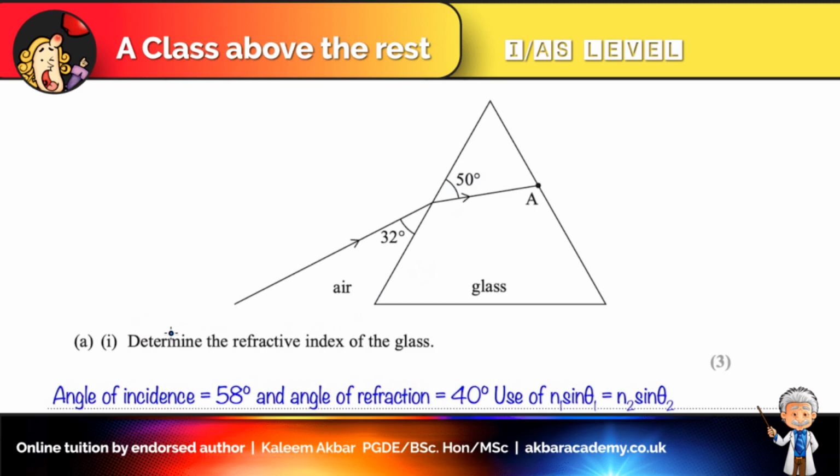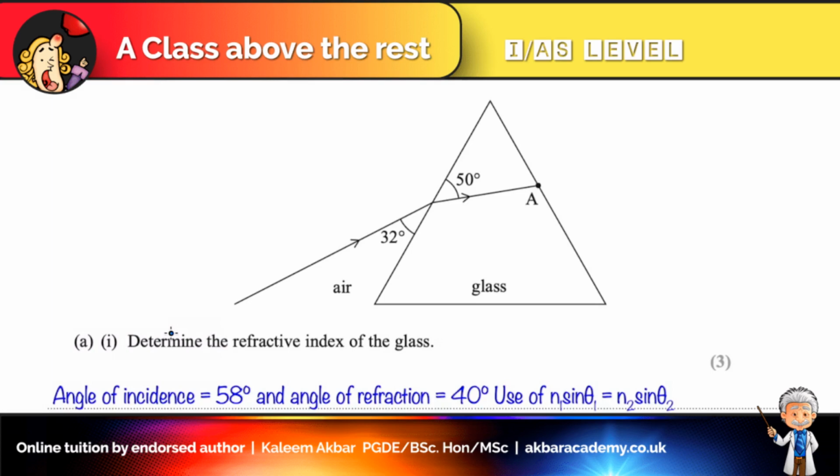Now, to answer this, we need to know Snell's law. And Snell's law is n1 sine theta 1 equals n2 sine theta 2. Normally at GCSE level, we just do n equals sine angle of incidence divided by sine angle of refraction, because the refractive index of air is 1.